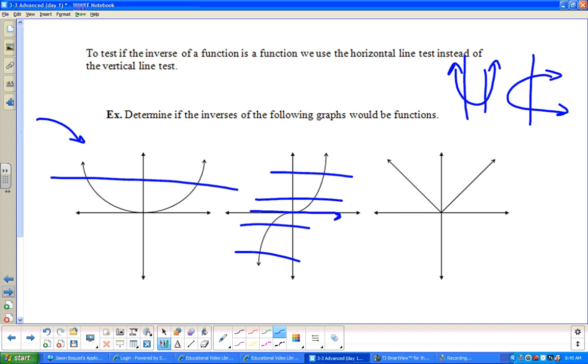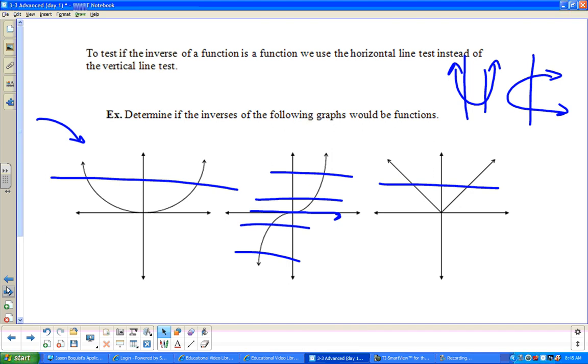Okay. How about this one? The original? Is it a function? The original. How about the inverse? No, right? Original, you do vertical. Inverse, you do horizontal. That's just a quick way to do it. If you want to reflect it, go right ahead. Reflect it over the line y equals x and test it. But I think it's just way quicker just to do the horizontal line test.